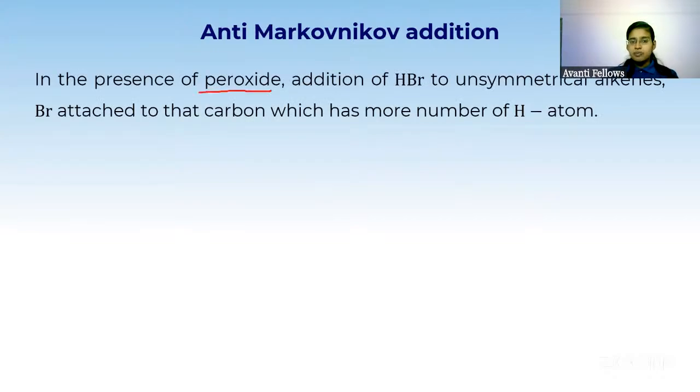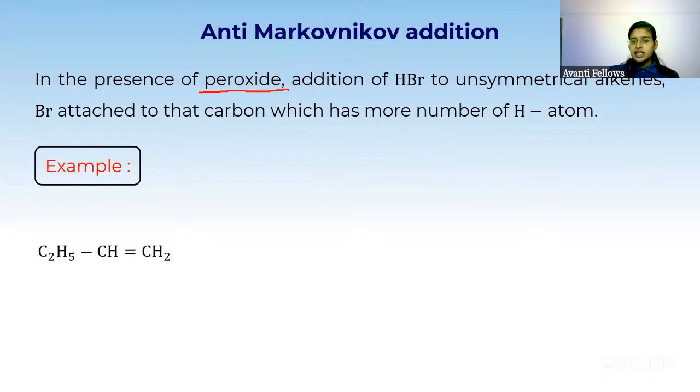In the presence of peroxide, in the addition of HBr to unsymmetrical alkenes, bromine is attached to that carbon which has more number of hydrogen atoms. So let me take an example so that you can understand this better. So this is the example. Okay, an unsymmetrical alkene example, and the attacking agent is HBr. So now we have to look into the double bond. Okay. So the last carbon has 2 hydrogen and the middle carbon has 1 hydrogen.